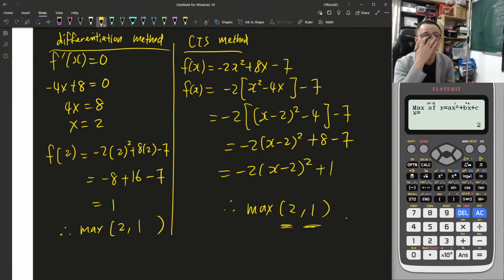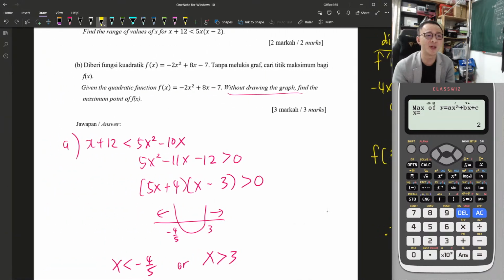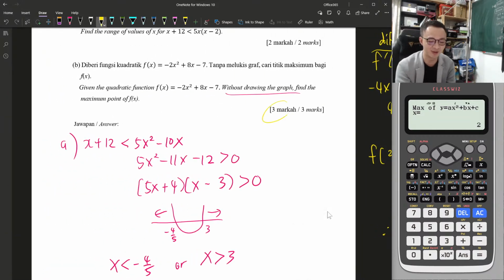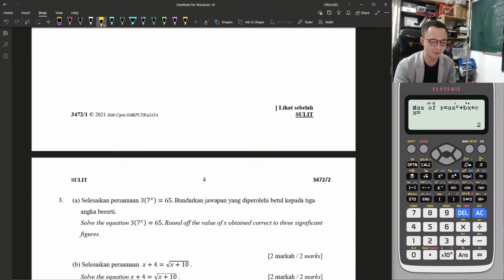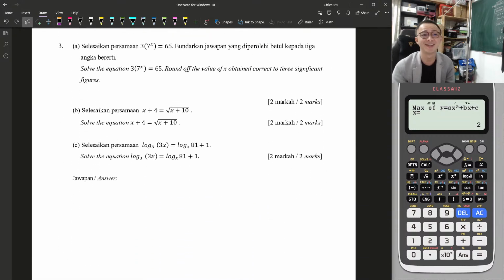Yeah, so if you have this model of calculator, make sure you always double check it, because there's a way you actually waste the 3 marks here. Okay, so yeah, I hope you guys know how to use the technology.